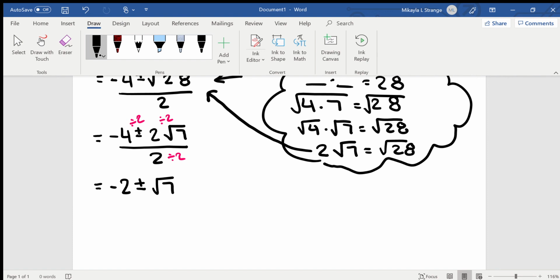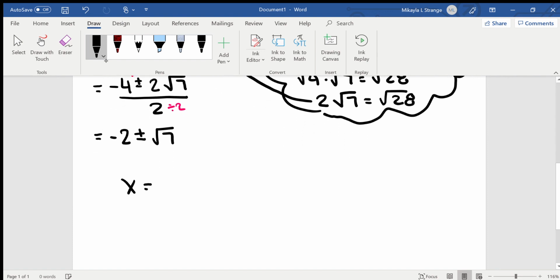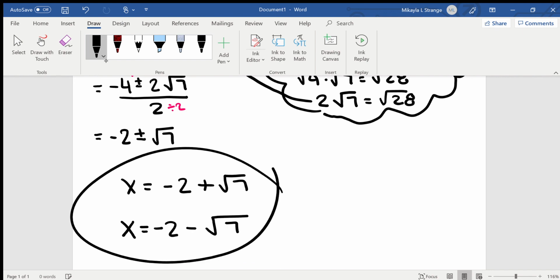And what this gives me now is I'm going to have x is equal to negative 2 plus the square root of 7, and x is equal to negative 2 minus the square root of 7. And that is my answer.